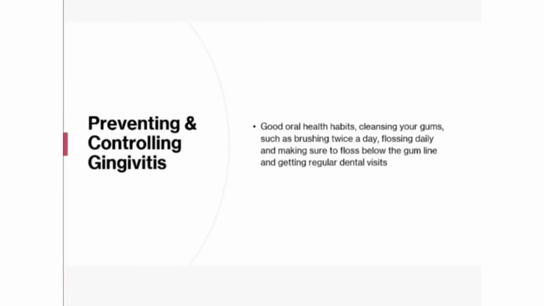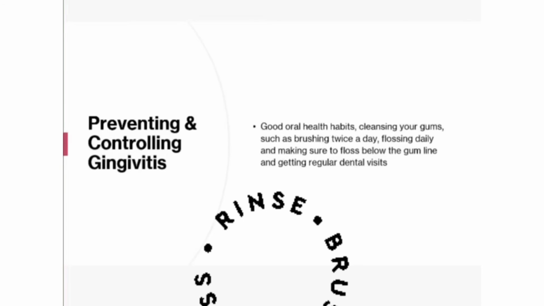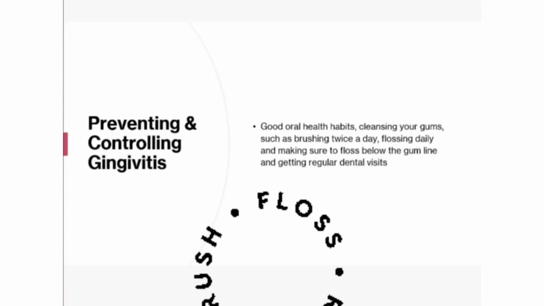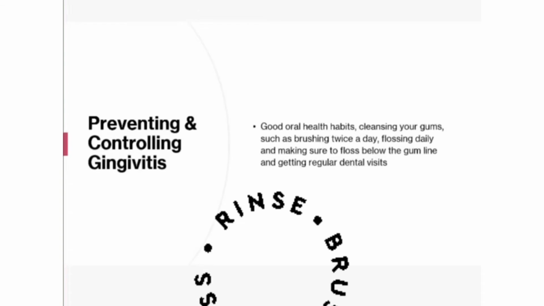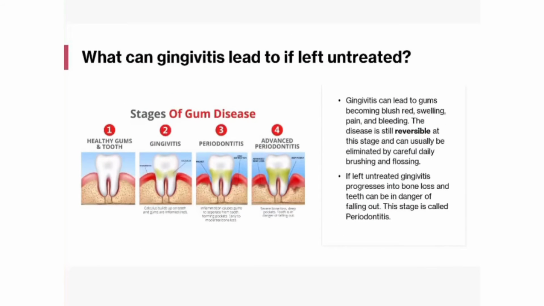By practicing good oral hygiene habits such as cleansing your gums by brushing twice a day, flossing, making sure that you get that floss below the gum line, and keeping up with your regular dental visits are all great ways to prevent the development of gingivitis. So what happens if gingivitis is left untreated?